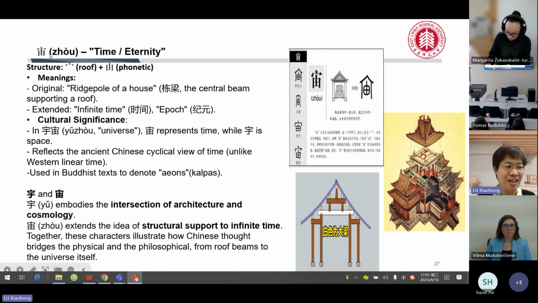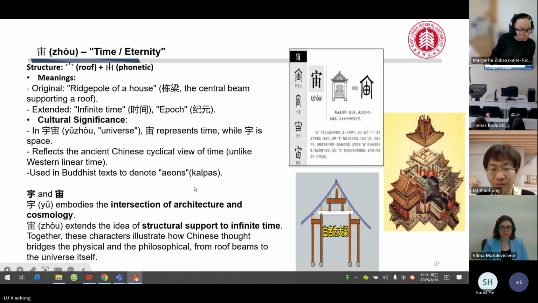Now let's see the word 宙. Here, 宙 means time, eternity. Also, it has the roof plus 由 indicating the phonetic meaning. So 宙 originally means the ridge pole of a house. So you see here, it is the central beam supporting the roof. And later on, it changed into the meaning of infinite time.